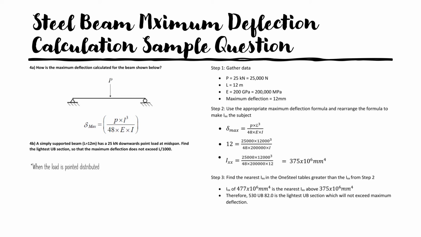The three steps will be firstly to gather data, secondly to use the appropriate maximum deflection formula and rearrange it to identify the unknown section area of the subject. Lastly, simply find the nearest section in the onesteel table provided to you.